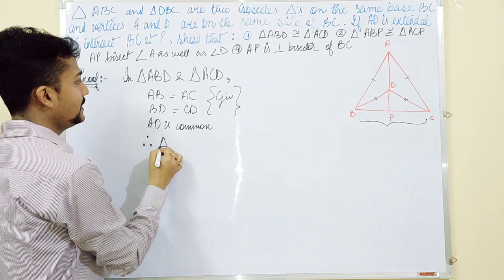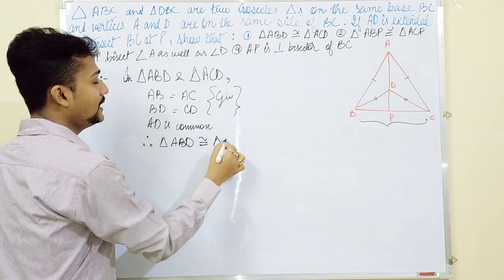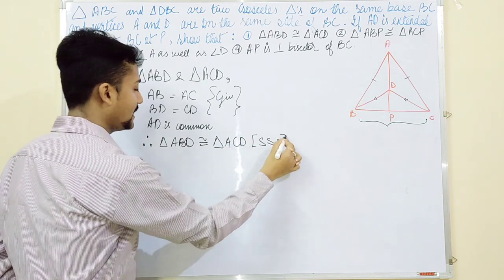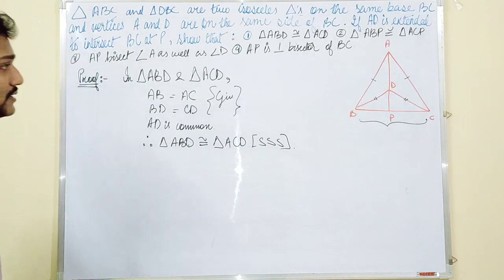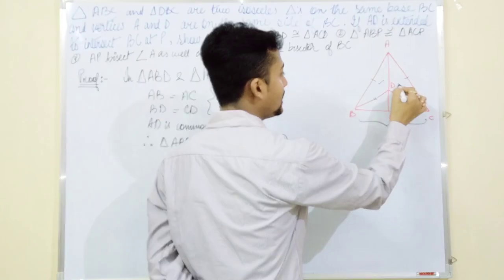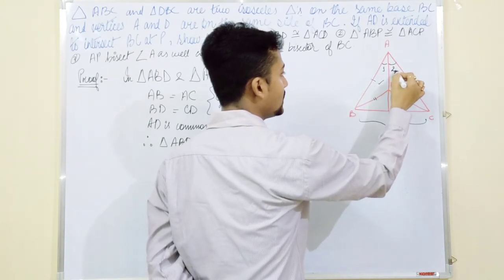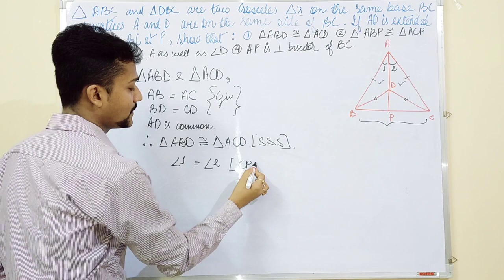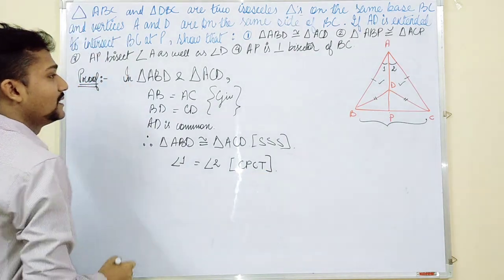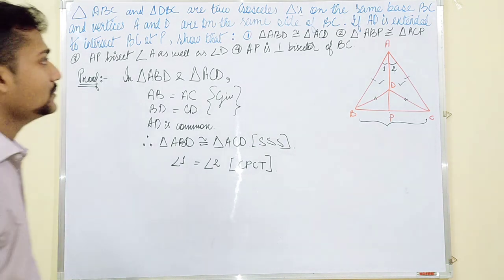So what happens? Therefore, triangle ABD is congruent to triangle ACD by SSS. I feel till this much you have understood, isn't it? That means these two triangles are congruent to each other. If these two are congruent, then these two angles will be equal to one another or not? Yes. Angle 1 is equal to angle 2 by CPCT, isn't it? So after that, what do we need to show?